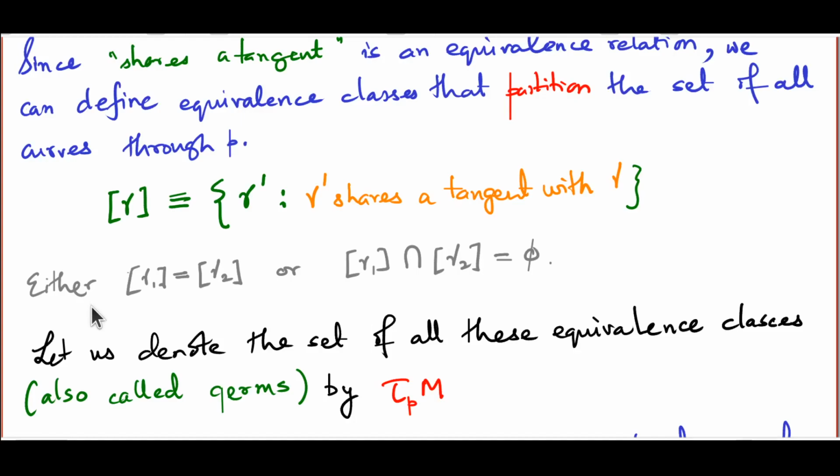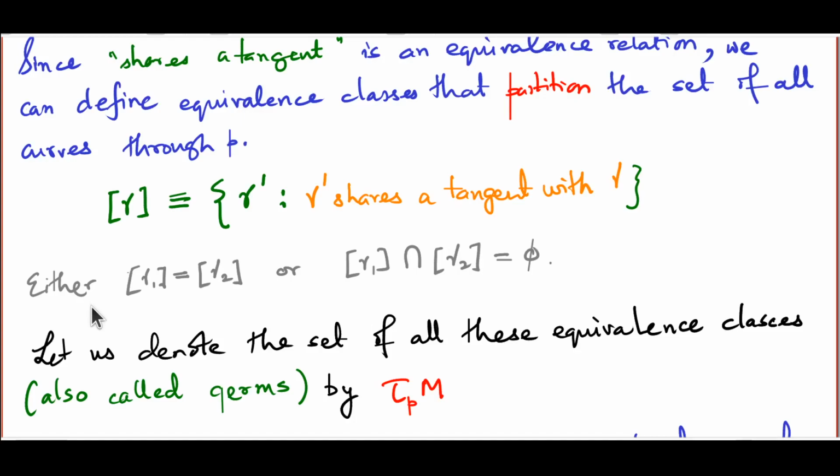Now, exactly why these things can be called vectors is what we are going to explore next. But first, some nomenclature. We will denote the set of all these equivalence classes by tau P M. P here, of course, labels the point where all the elements of these classes share a tangent. M, of course, is for the manifold.